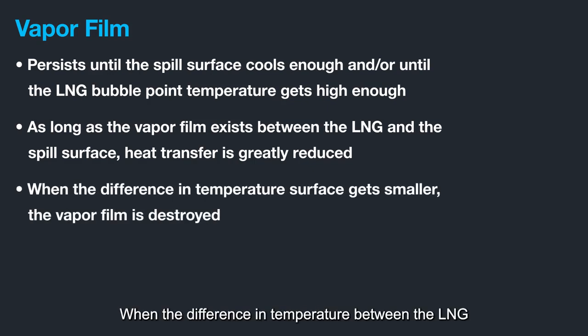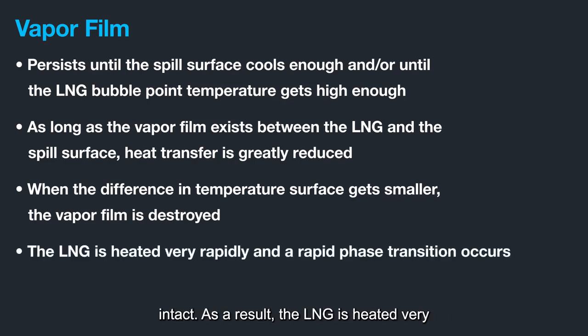When the difference in temperature between the LNG and the spill surface gets smaller, the vapour film is destroyed and a different, faster heat transfer mode begins. The rate of heat exchange between the cold LNG and the warmer spill surface is now orders of magnitude larger than it was with the vapour film intact. As a result, the LNG is heated very rapidly, almost instantaneously, to the superheat limit, and a rapid phase transition occurs.